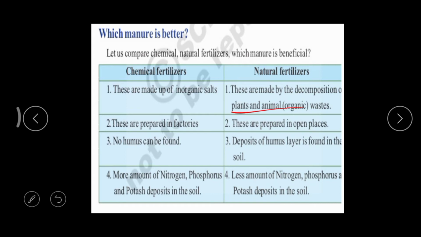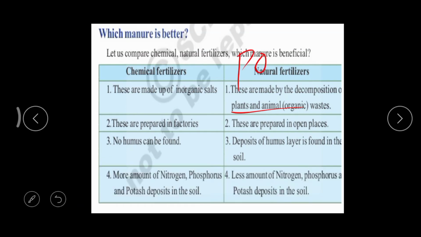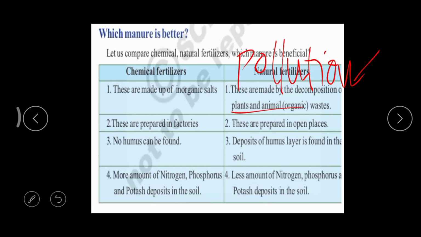Can you find any pollution in the case of natural fertilizers? No. Here is also one difference we can say: natural fertilizers never cause pollution, pollution will be absent. But in chemical fertilizers we can find pollution. Why? Because we are using chemicals.